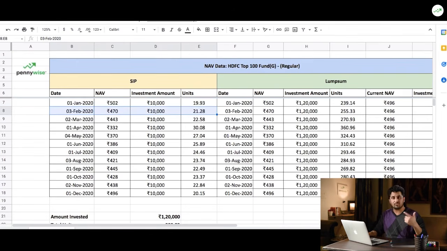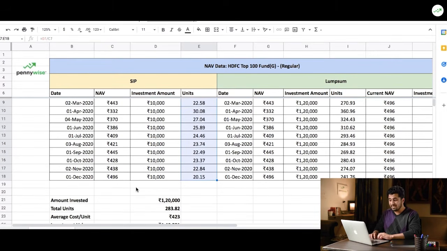In Feb, another 21 units. In March, you got another 22 units. April, 30 units because the market had fallen. May, 27 units. June, 25 units. Market started recovering. So the NAV kept going up, and so the units kept coming down. But you get the point. Every month you're investing 10,000 rupees and you're getting some units allocated.